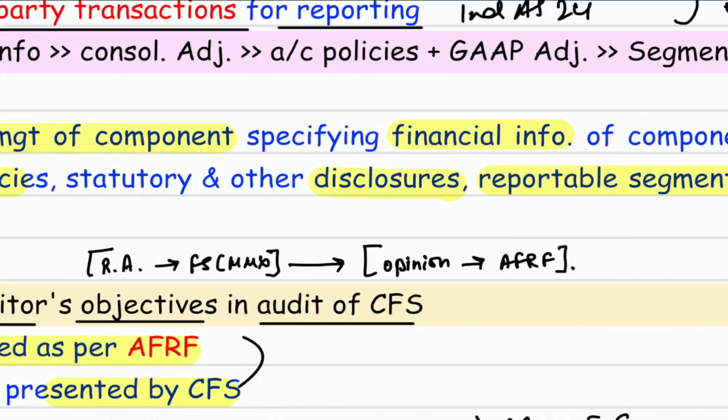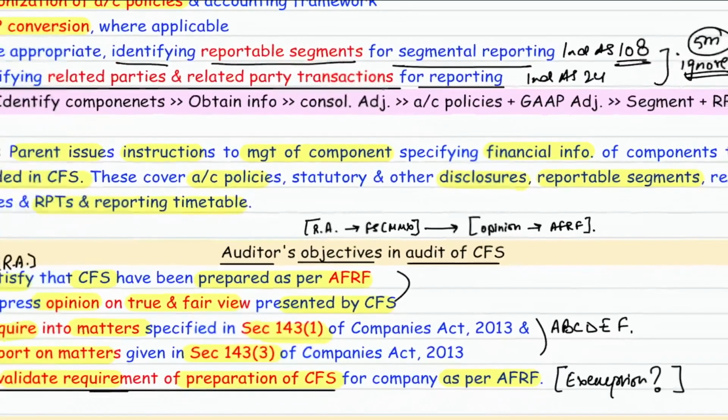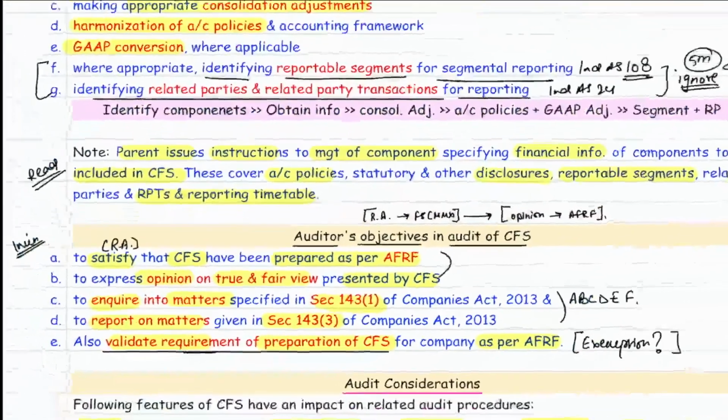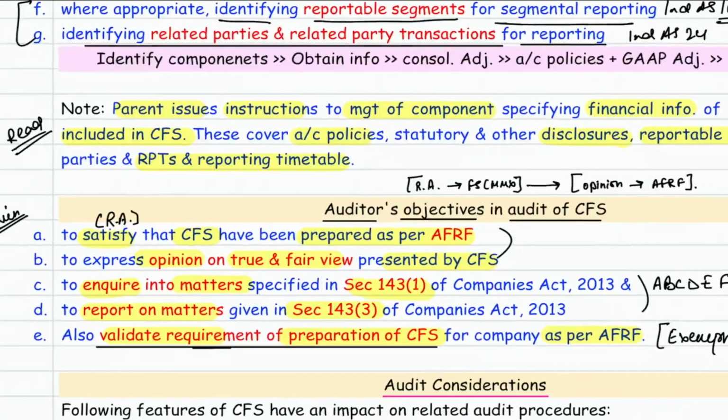So these are the things you need to consider while framing this answer. So we need a reasonable assurance that financial statements don't have material misstatement so that we can give our opinion that they are prepared as per applicable FRF. Same way you need to write this answer. Satisfy means reasonable assurance that the CFS are prepared as per applicable FRF. If they are prepared as per applicable FRF, you can give your opinion that they give a true and fair view of the CFS. Okay?